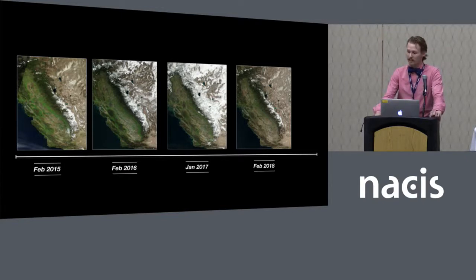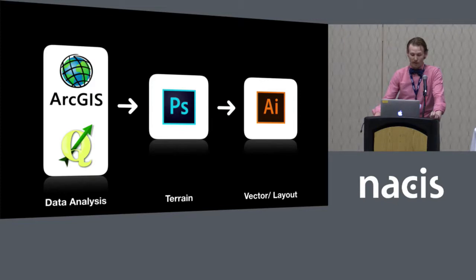I spent a lot of time, about 100 hours, working on this map, starting about March of 2017 and finishing at NACIS last year, where it won for best cartographic design. I'm going to go through my workflow and how I created this map. I first did most of the data analysis in ArcMap and QGIS, merging into Photoshop for the terrain, and then vector and layout in Adobe Illustrator.